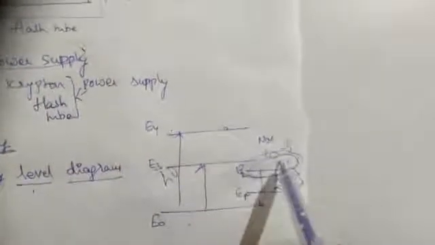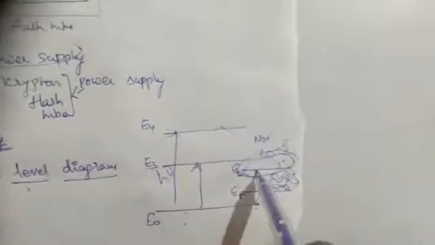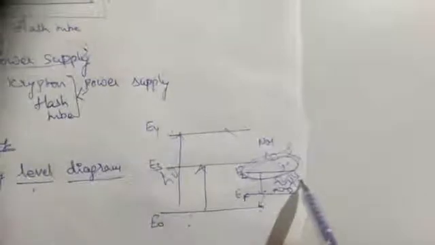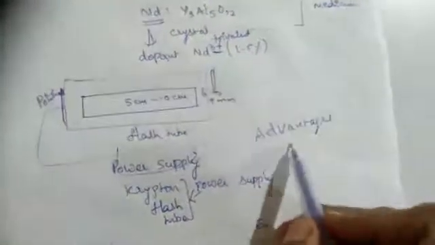So when it goes from here to here, there is no radiation. When it comes from this metastable state to this lower energy state, the laser beam is emitted. And the Nd-YAG laser has the advantage that it can produce both pulsed and continuous lasers. It is used for welding purposes.